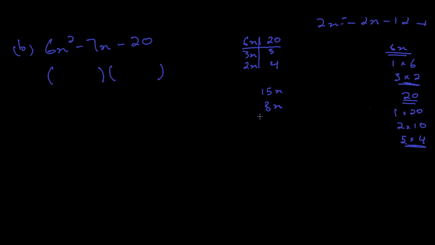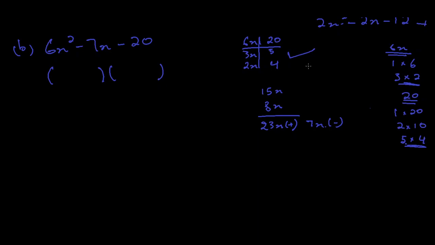So what happens here? I first add these two to see if they give me the middle term or not. When I add them, it's 15 plus 8, it's going to give me 23x. Then when I subtract them, 15 minus 8, they give me 7x. So this means these factors are correct. These are the correct factors, guys.